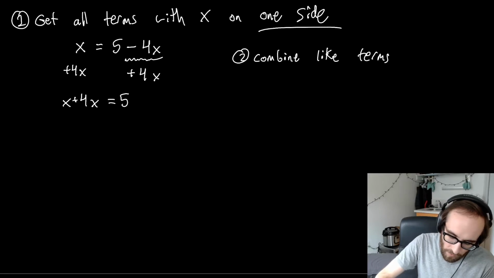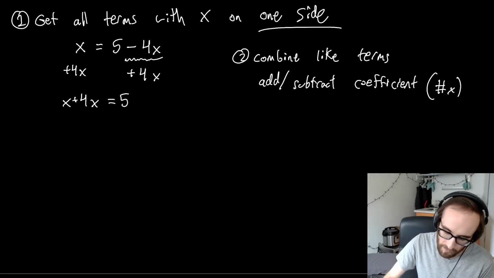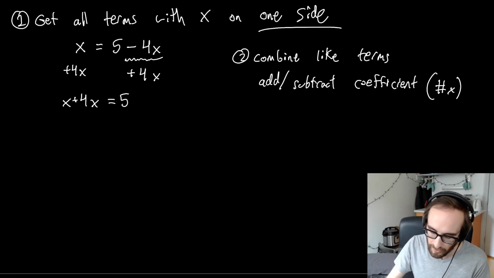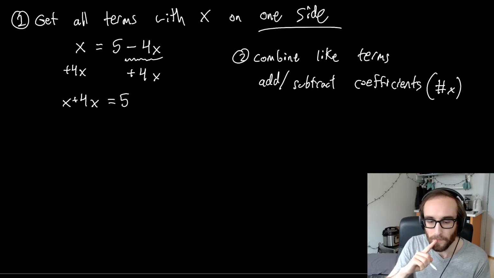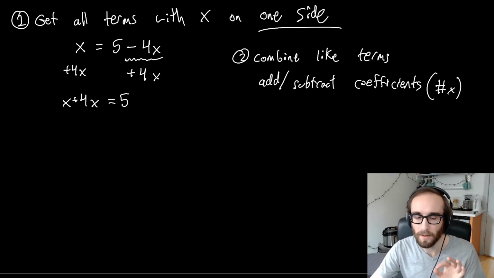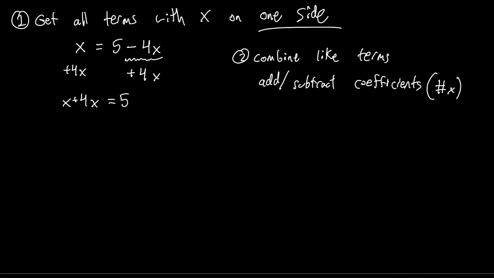Combining like terms means we add or subtract the coefficient, which is just the number that we have in front of the x. So whatever number is in front of x, we can add or subtract the coefficients of the terms that have the same variable raised to the same power. So as long as it's x to the first power, then we're good for both of these.